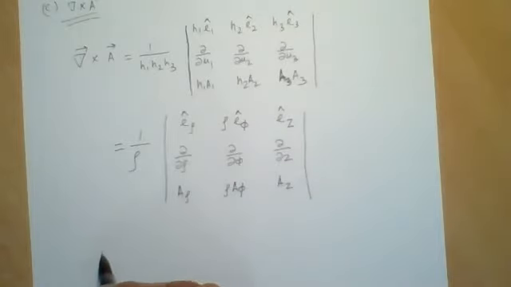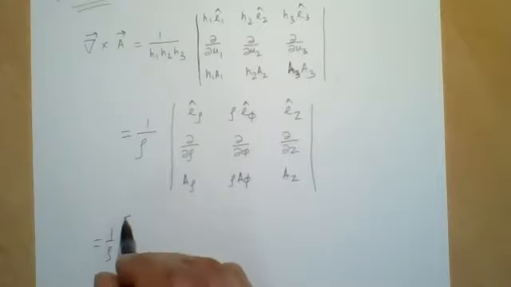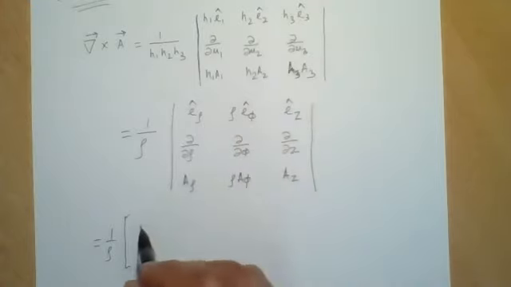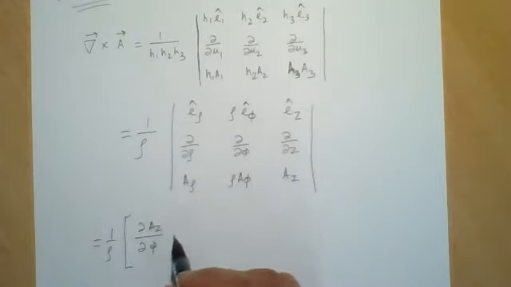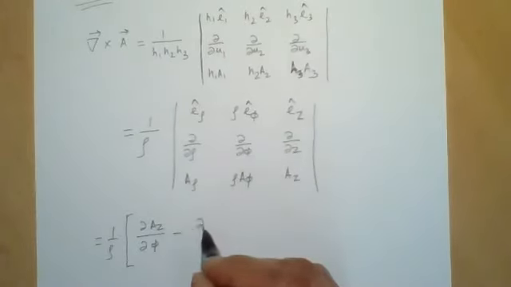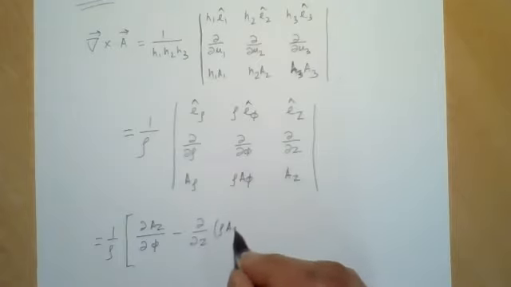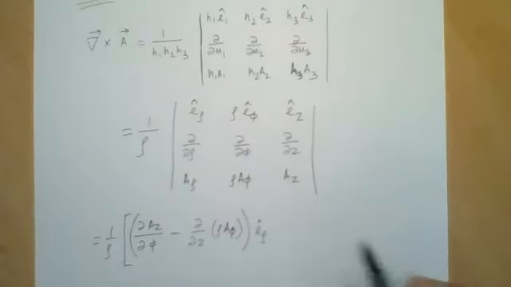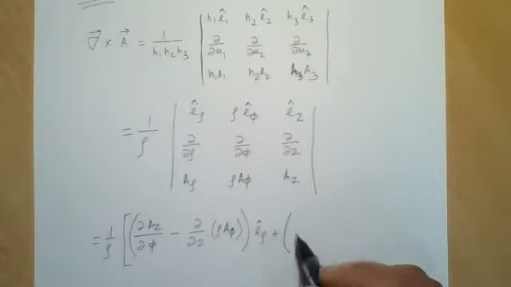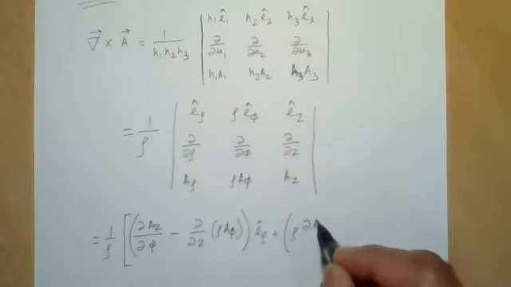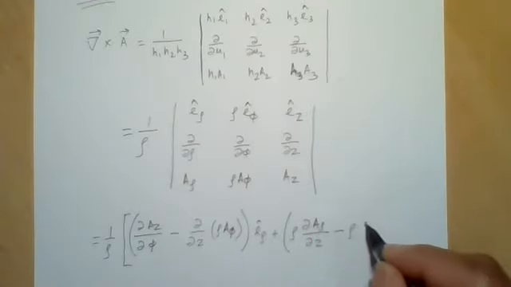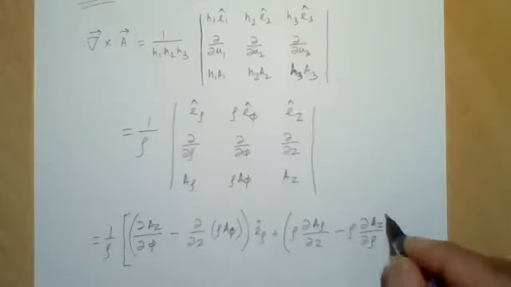Okay, let me expand this. So this is equal to 1 by rho. First, let us take this: dou Az by dou phi minus dou by dou Z of rho A phi, times E rho. Plus rho times, from this we take rho, dou A rho by dou Z minus rho times dou Az by dou rho, times E phi.